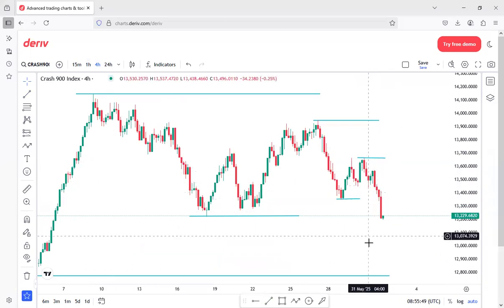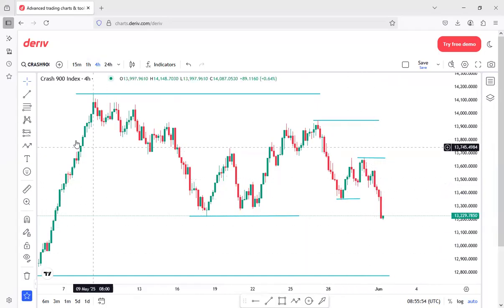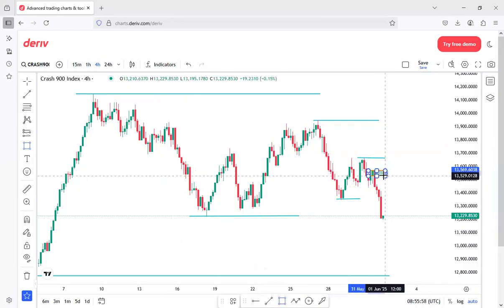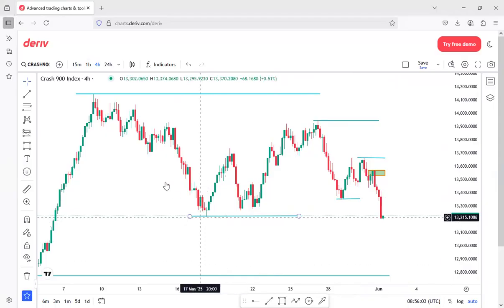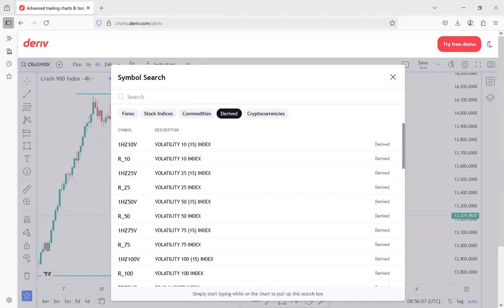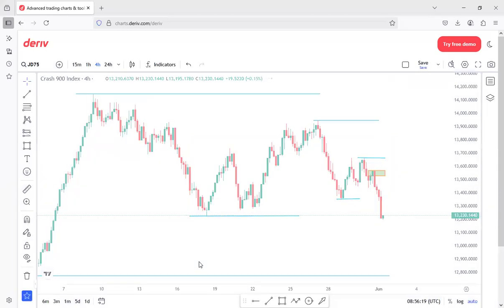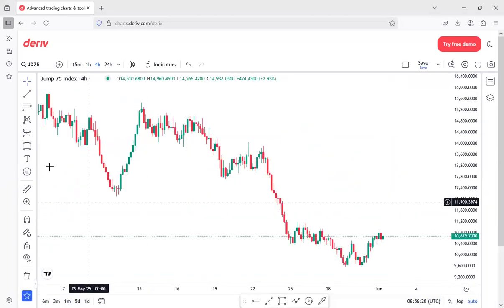This is a seller zone. Sellers are in the market, so they are pushing down. I've given you this supply zone here again, telling you that price will come in and then continuously head back down. So sellers are in the market on the Crash 900 index, and we'll be looking out for a selling opportunity on Crash 900. We'll be heading back to our Jump 75 index.